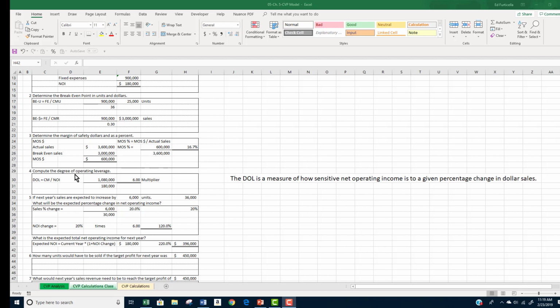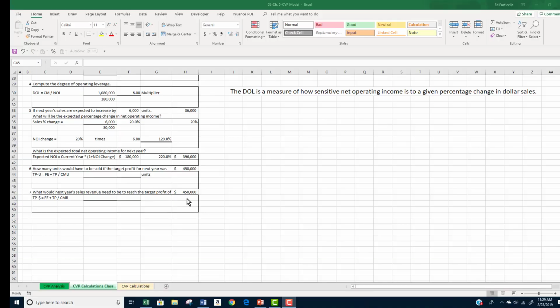You need to be able to do all three steps. You need to be able to calculate a degree of operating leverage. And again, that's telling us how sensitive operating income is going to be to a given change in sales dollars. So then you need to be able to calculate the given change in sales dollars. But then once you do that, you'll be able to determine the expected change in net operating income on a percent basis, and then you convert that percent basis to an expected net operating income total for the following year. You need to be able to.